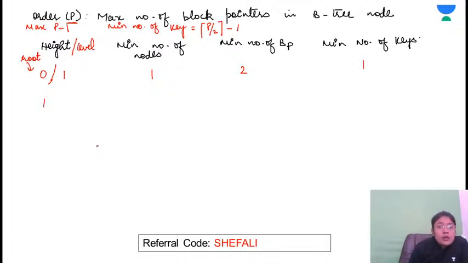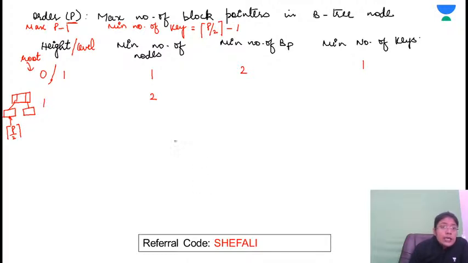Now, go to the next height. Height 1. At height 1, if the previous node has 2 block pointers, then the number of nodes at the next level is equal to the previous number of block pointers. So block pointers are 2, so here the minimum number of nodes will be 2. Minimum number of block pointers: except for the root node, the minimum constraint should be satisfied. To ensure 50% occupancy, one node will have a minimum of P by 2 block pointers.